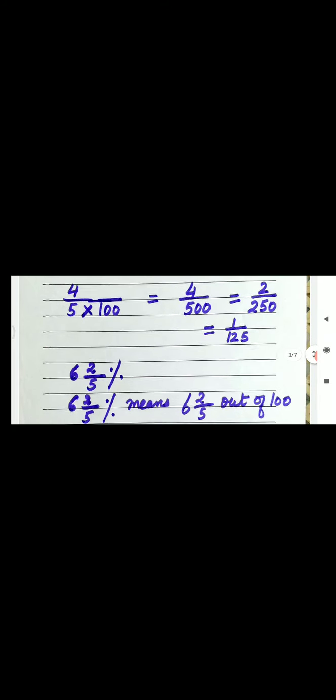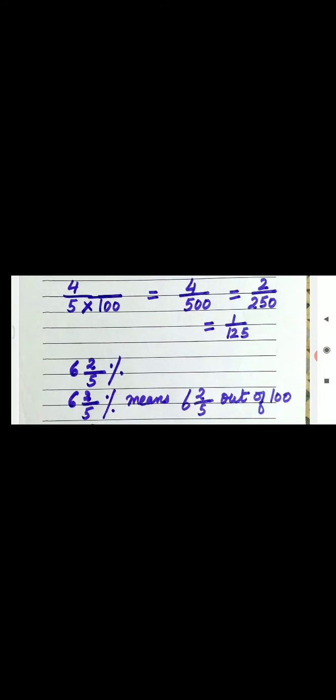One more. This time I have taken a mixed number. 6 2 by 5%. 6 2 by 5% can be written as 6 2 by 5 out of 100, right? Can I convert this mixed number into a proper fraction? Yes, I will get 32 by 5 out of 100. The same procedure will be followed as in the previous example. Out of 100 means 100 should be in the denominator, but there is already a 5. So what should I do? 32 by 5 multiplied by 100, that is 32 by 500. Now let me reduce it and we will get the answer 8 by 125.